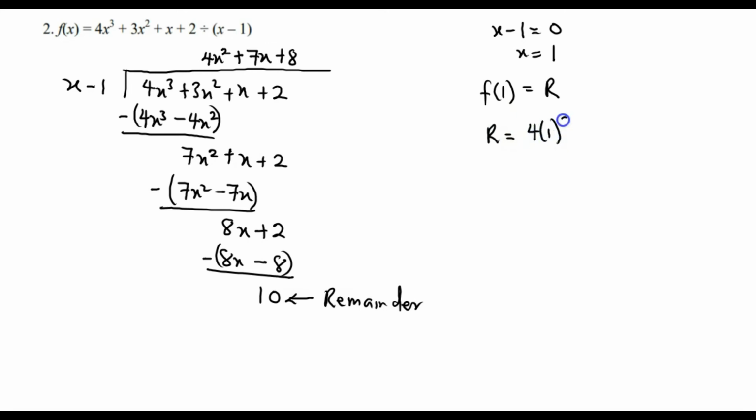4 multiplying 1 all cubed plus 3 multiplying 1 squared plus 1 and then plus 2. So that is going to give us 4 plus 3 plus 1 and plus 2. When we add everything, that gives us an answer of 10. That tells us that the remainder is 10. So I believe the remainder theorem is very useful whenever we are finding the remainder between the division of a polynomial function and a linear function.